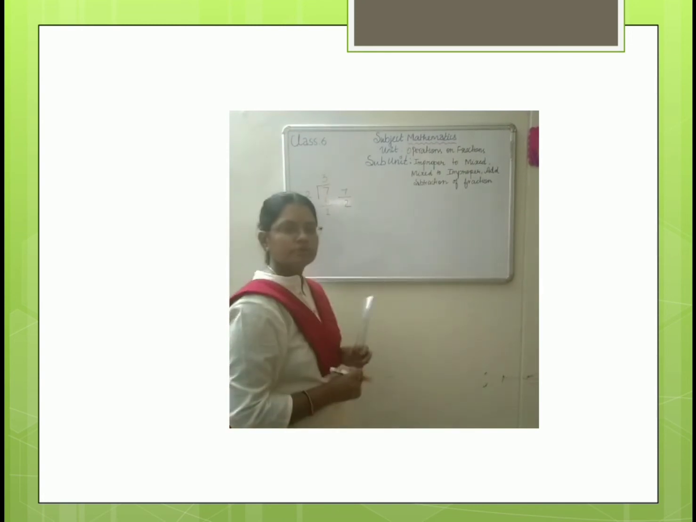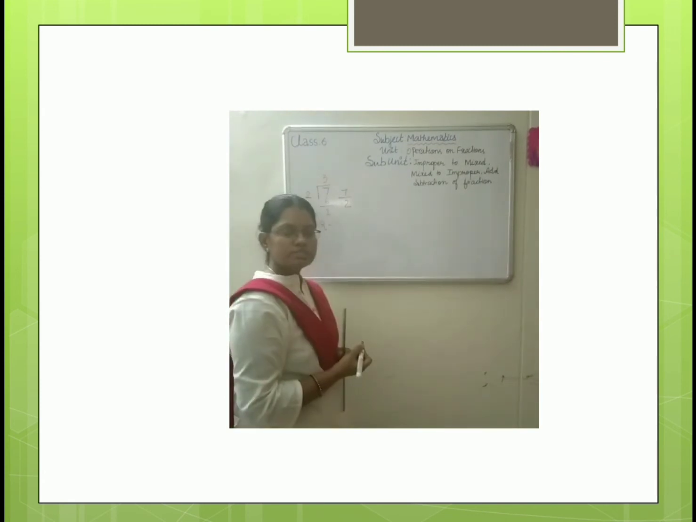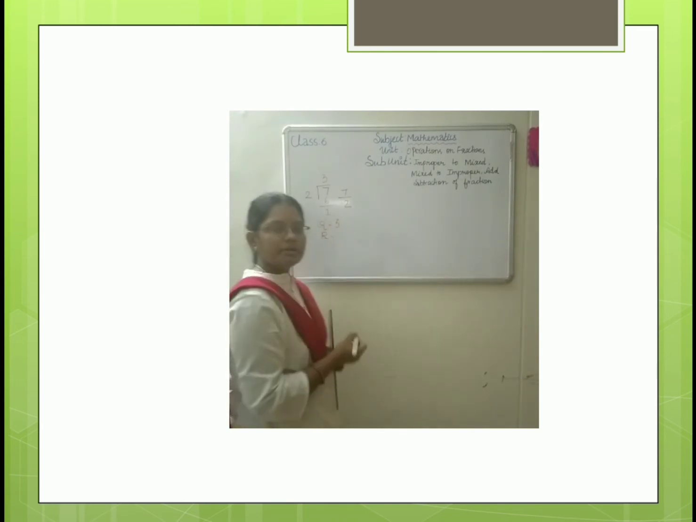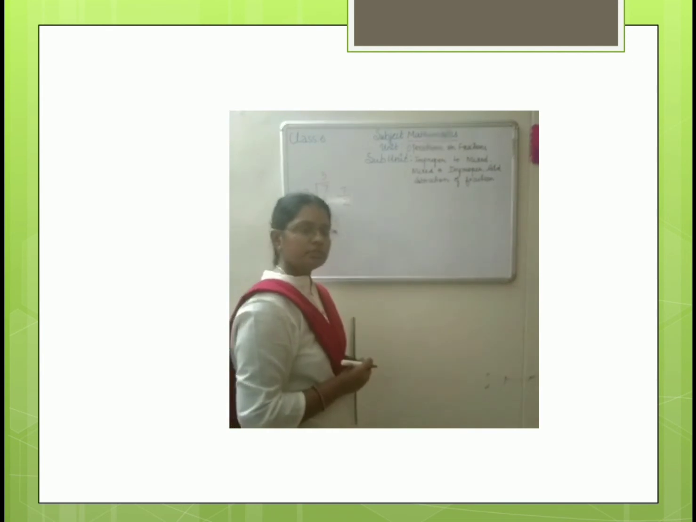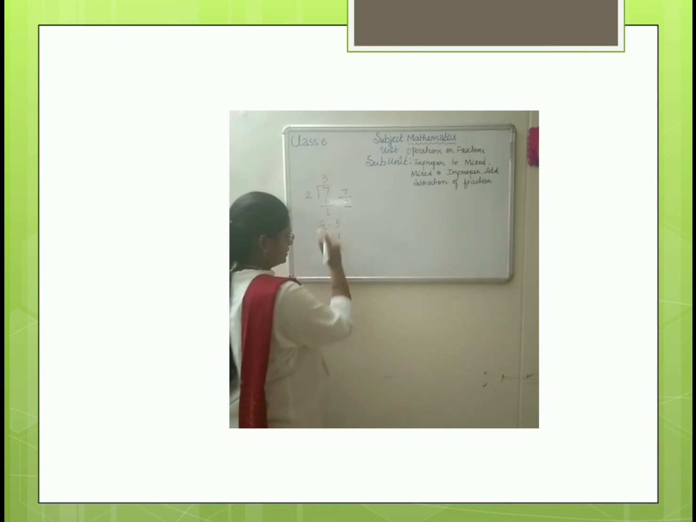What is the quotient, students, here? 3. What is the remainder? 1. What is the divisor here? 2. And what is the dividend here? The dividend is 7 here.